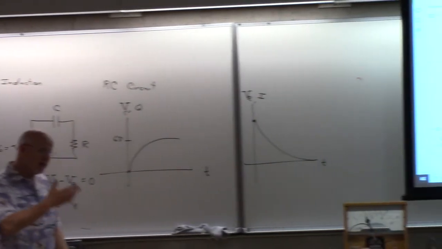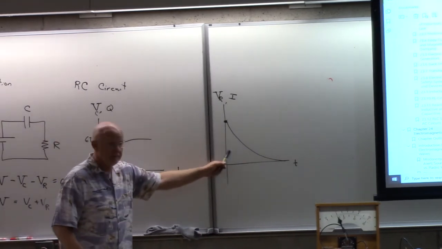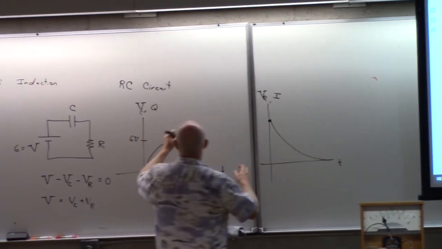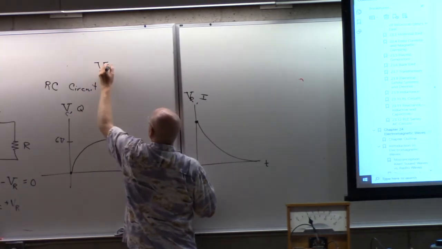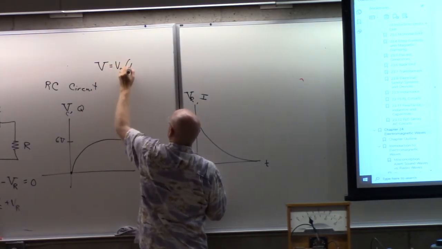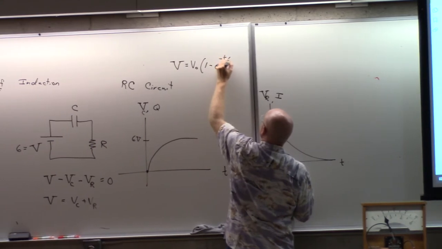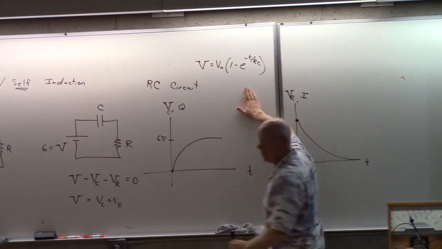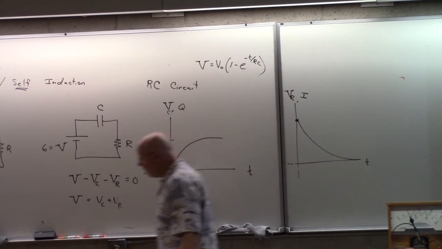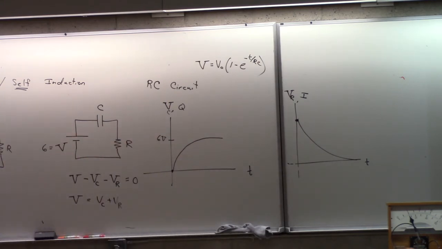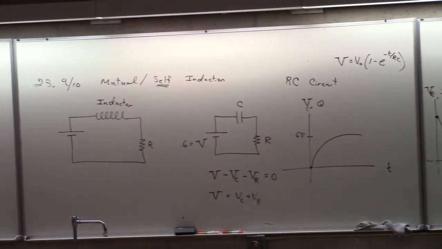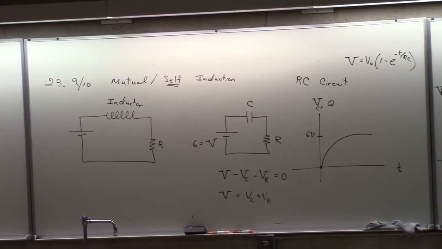And we had that exponential decay. And so this looked like V equals V naught times 1 minus e to the minus t over RC, right? That time constant. So if all that rings a bell, I'm going to say the same thing happens with an inductor. But an inductor gets its electric field a little bit differently.